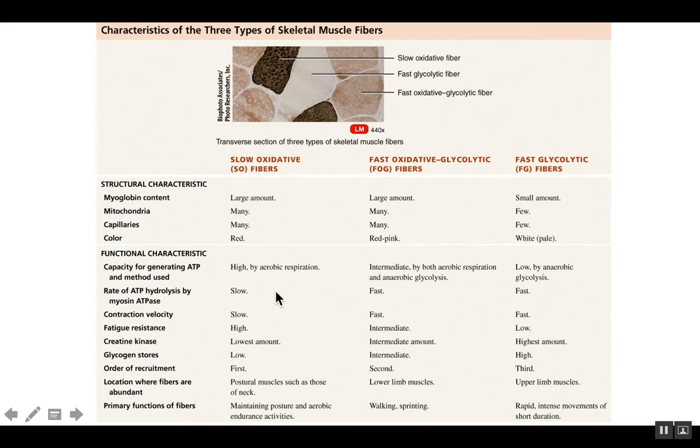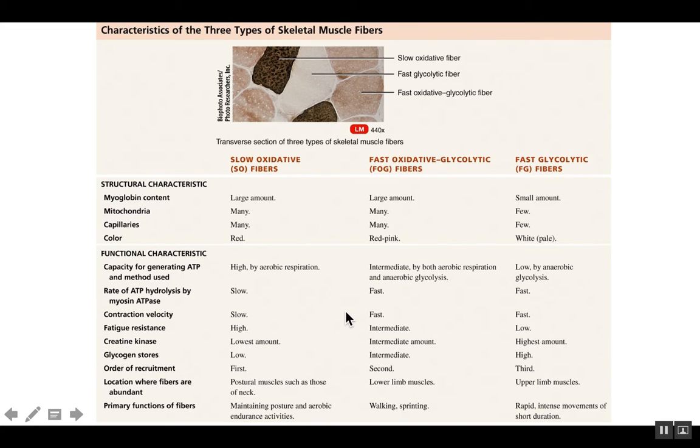Let's compare then the rate in which ATP is broken down. Very slow in the oxidative, but very fast in the other two. That leads to an increased velocity or speed of contraction in the fast oxidative glycolytic and the fast glycolytic.